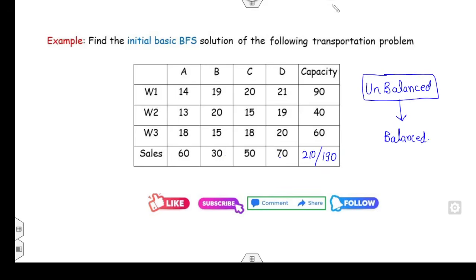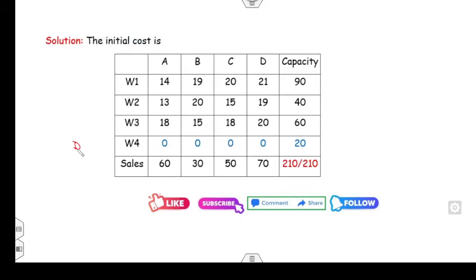How can you convert it? You can see the sum is 190 and this is 210. This means you have to add another row with a capacity of 20 so that it will be balanced. Because my problem is a minimization and the cost can never be negative, the minimum cost will be 0. So I have to add the dummy row. This D4 is called the dummy row. Fine. Now the problem is balanced, so we can start with the allocations.